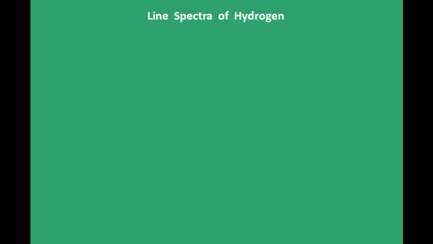Hi friends, in the last video we've seen by Bohr's third postulate that when an electron makes a transition from higher orbit to lower orbit, it emits a photon and the energy difference of those orbits will be equal to the energy of the emitted photon, right? So let this be the equation.